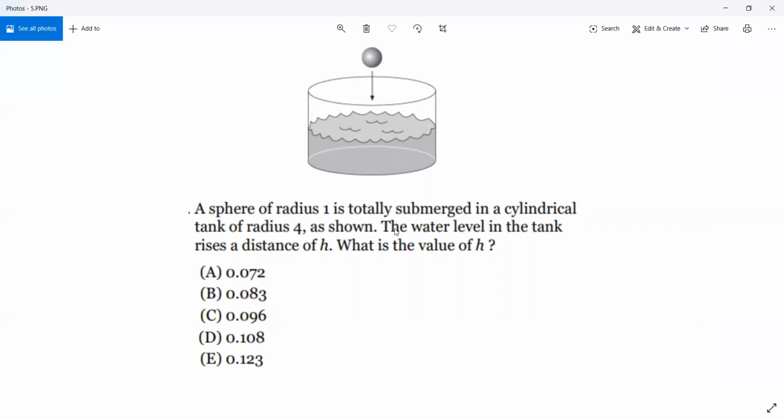So here is another question that says that a sphere of radius 1 is totally submerged in a cylindrical tank of radius 4 as shown. The water level in the tank rises a distance of h. So what is the value of h? You can see that the spherical ball is given, and its radius is 1, right? It said that when the ball drops in the circular water tank, it is submerged there in the cylindrical tank, whose radius is 4 as shown. So the water level in the tank rises a distance of h.